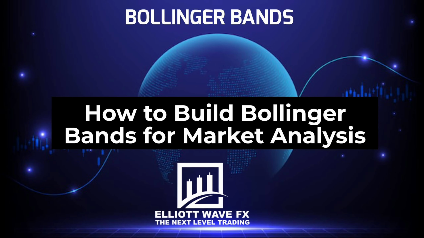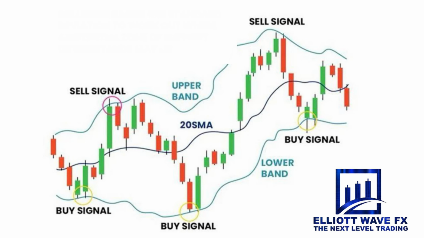How to build Bollinger Bands for market analysis. The three lines that make up Bollinger Bands are based on a security's price moves. The center line is the intermediate term trend and is typically a 20-day SMA of the closing prices. The upper and lower bands are plotted a distance from the SMA set by a certain number of standard deviations, usually 2, above and below the center line.